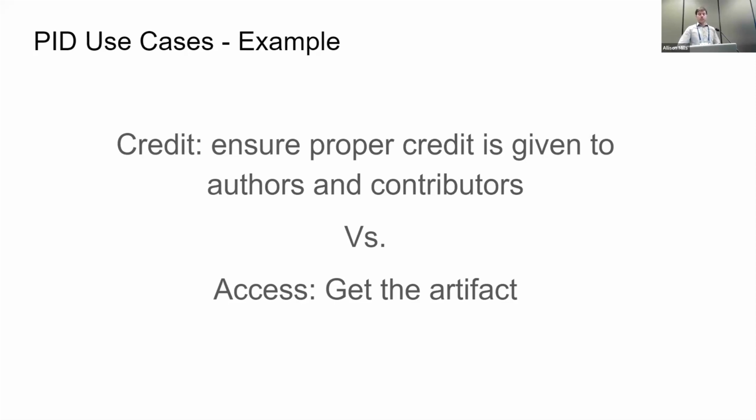That's one use case, whereas getting the artifact, and this gets back to Mark's point about sometimes these are conflated and we use the same technologies to do them. But they are different use cases in the sense that for credit, you really need to have potentially some kind of fairly high fidelity of metadata.